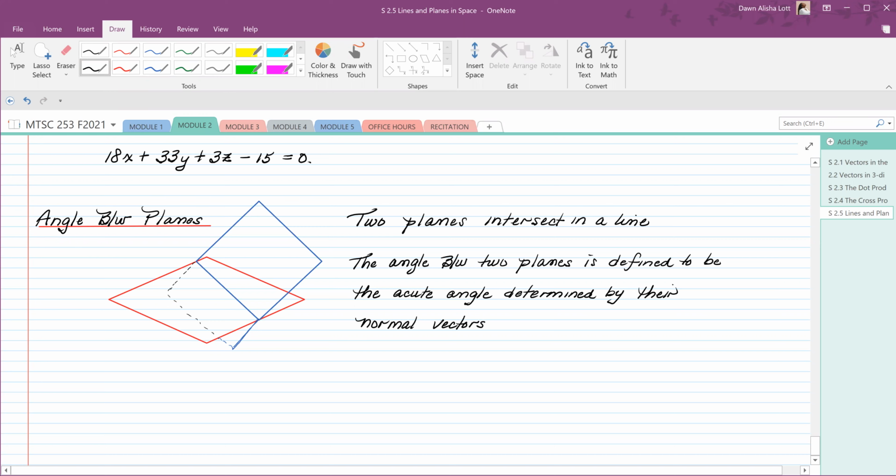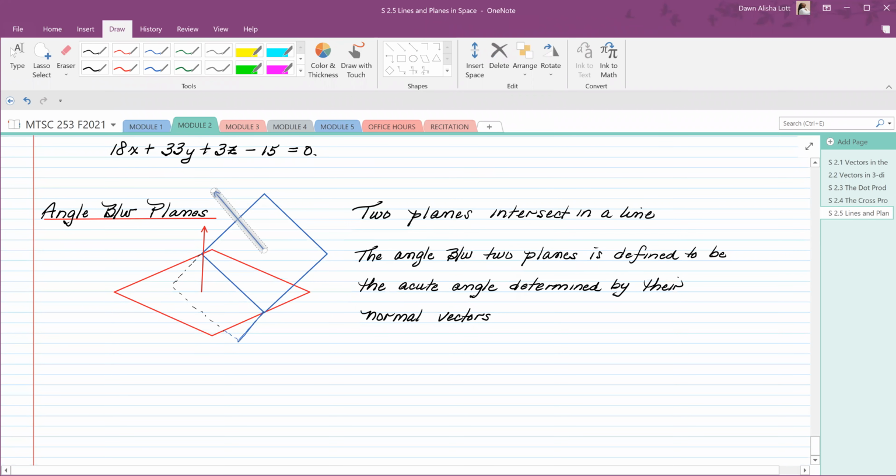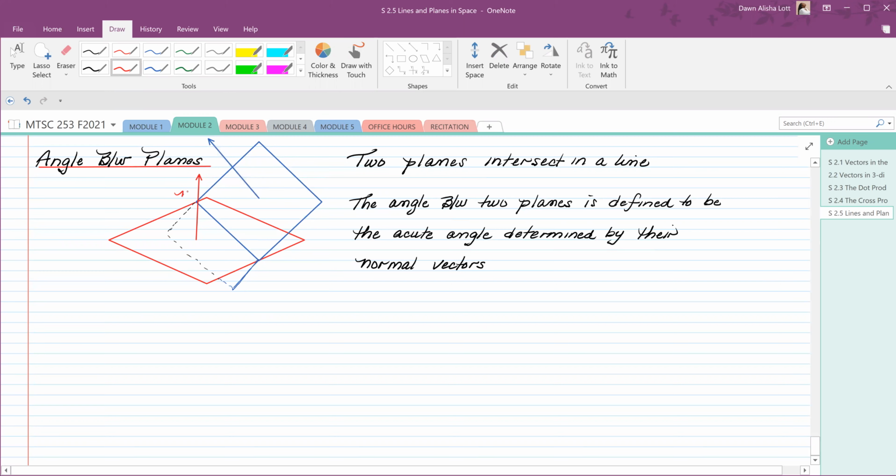So if I find the normal vector of one plane and then find the normal vector of the other plane, then all I need is to find the angle between those normal vectors. So this one may have a normal vector as such, and then this other plane may have a normal vector as such. And so I just need to find the angle between the two normal vectors. So this is N1 and this is N2.